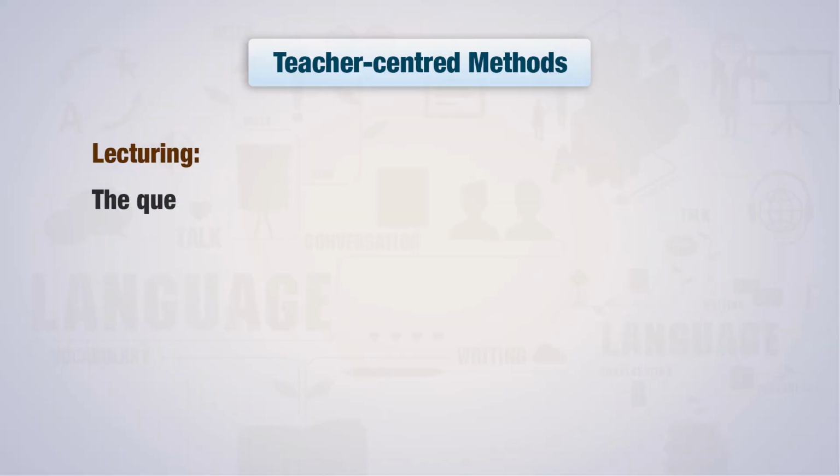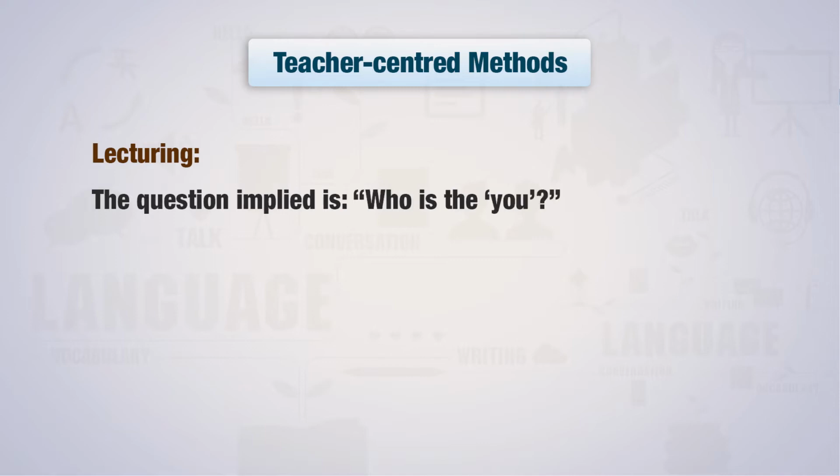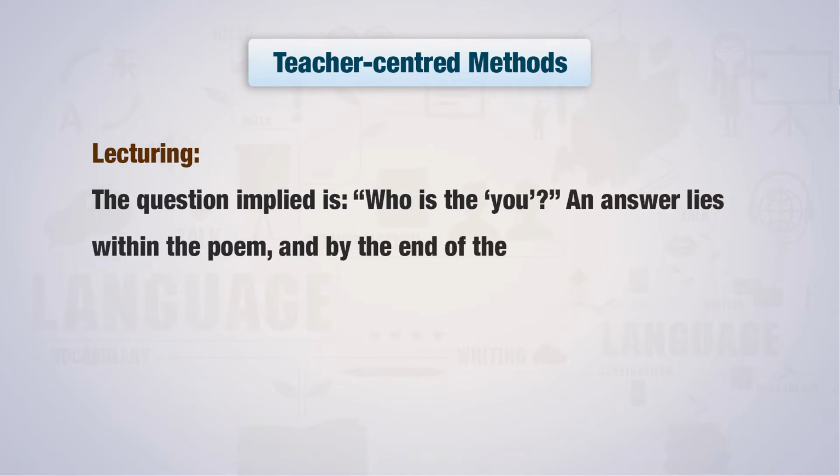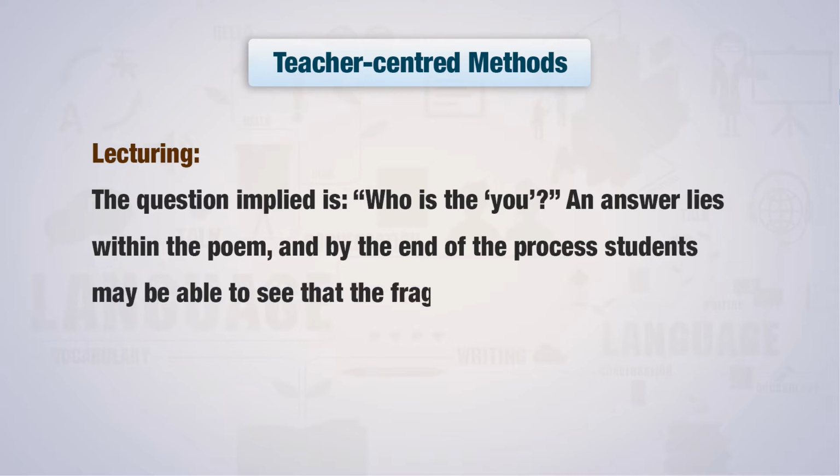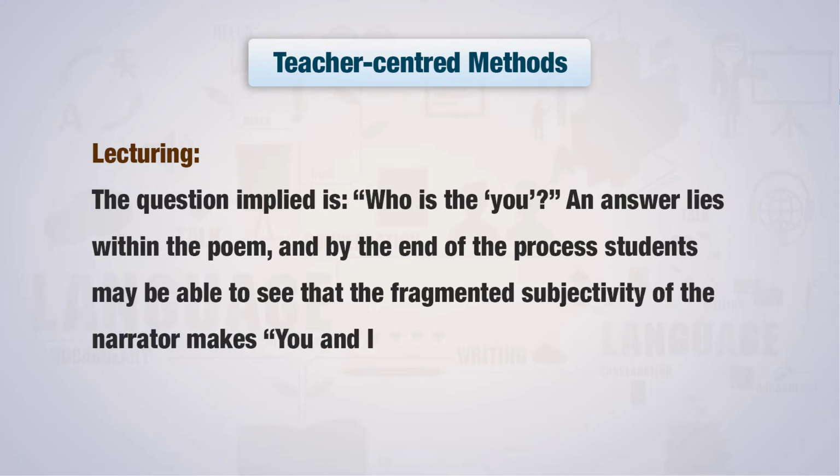Understanding the techniques of the dramatic monologue brings to light the role of the implied listener. And Eliot says, "Let us go then, you and I." The question implied is, who is the you? An answer lies within the poem, and by the end of the teaching process, students may be able to see that the fragmented subjectivity of the narrator makes both you and I parts of himself.